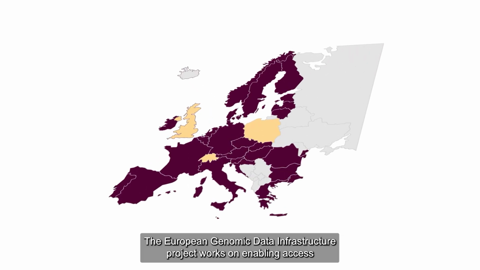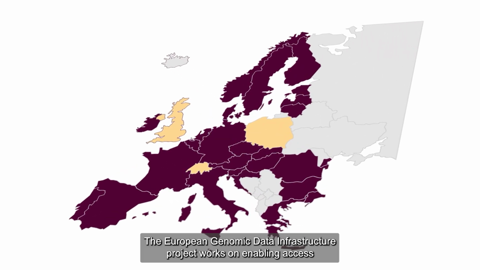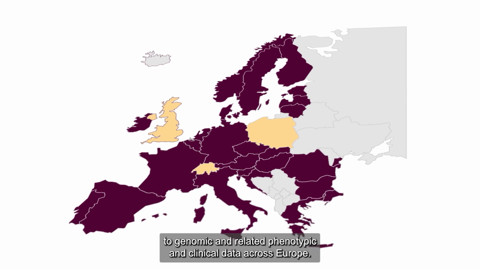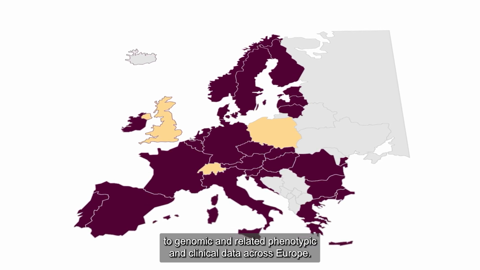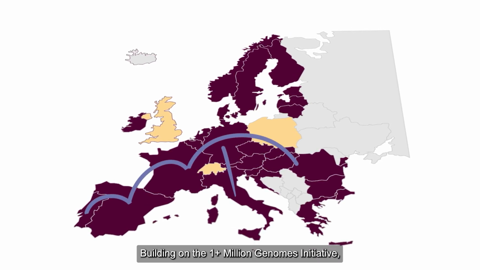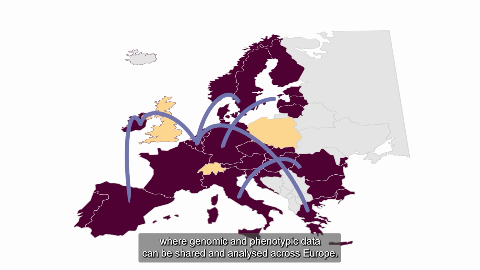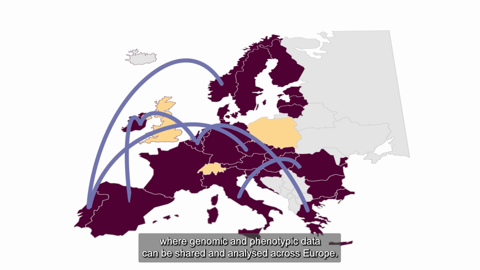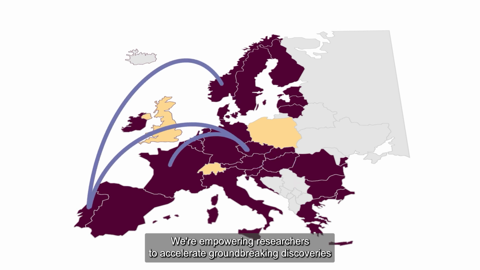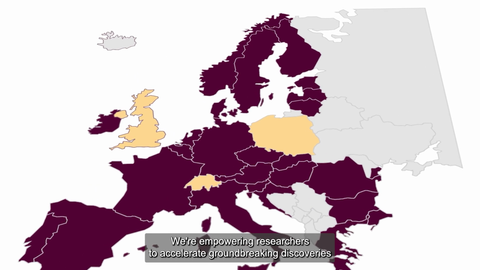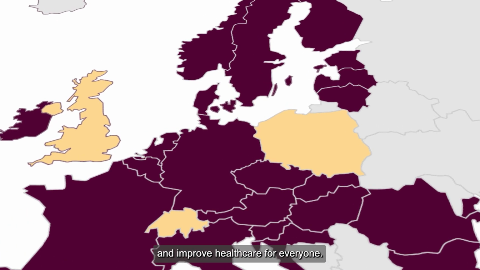The European Genomic Data Infrastructure project works on enabling access to genomic and related phenotypic and clinical data across Europe. Building on the 1+MG Genomes initiative, the GDI project is making this a reality by creating a secure and efficient network where genomic and phenotypic data can be shared and analysed across Europe. We're empowering researchers to accelerate groundbreaking discoveries and improve healthcare for everyone.